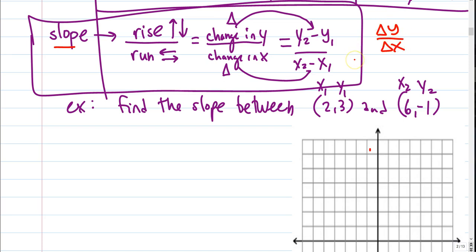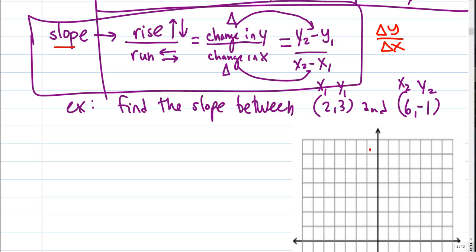But algebraically, how do I get the change in the y values? I subtract them. To get the change between two numbers, I subtract them. So I subtract the y values to get the change in y. I subtract the x values to get the change in x. So this is not a formula we should have to memorize. That is something that should make sense.